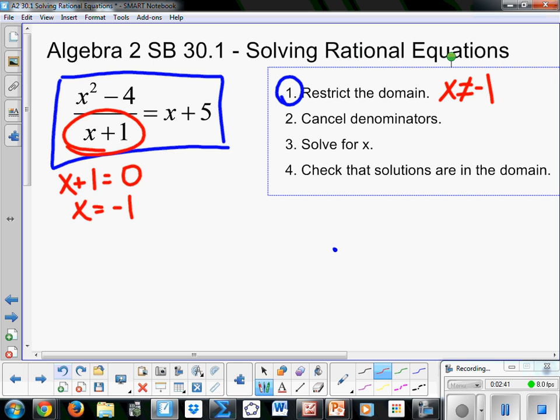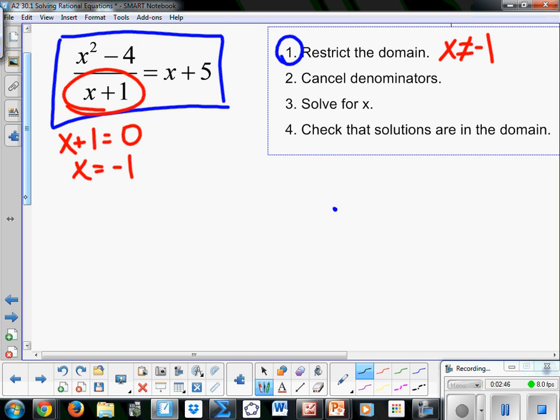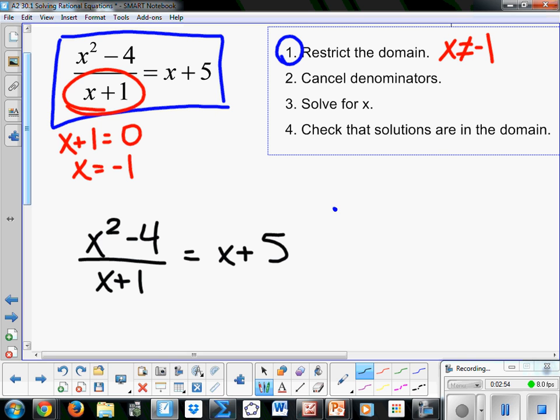Okay, so from there, we want to go ahead and cancel our denominator. So we've got x squared minus 4 all over x plus 1 equals x plus 5. In order to cancel a denominator, just like if we have a little fraction over here, maybe x over 2 equals 4, we're going to undo the division by performing some multiplication. This allows our denominator to cancel, so we end up with x equals 8.